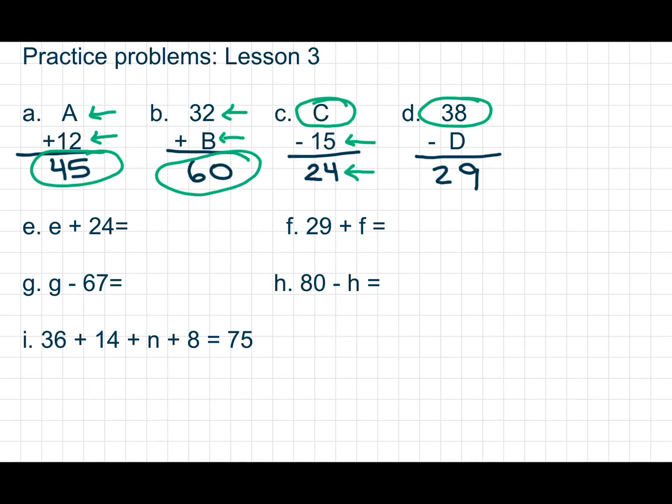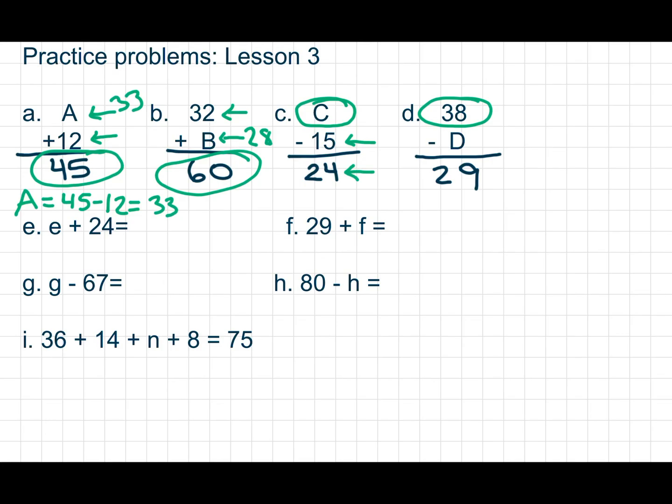So in this one, if you add A and 12, you're going to get 45. So what is A? A is equal to 45 minus 12. All right, and that's 33. Same thing here. 32, B, and 60 are a fact family, and 60 is the whole number. So all we need to do is take 60 minus 32, and we get B is 28. All right, and this one is A is 33.